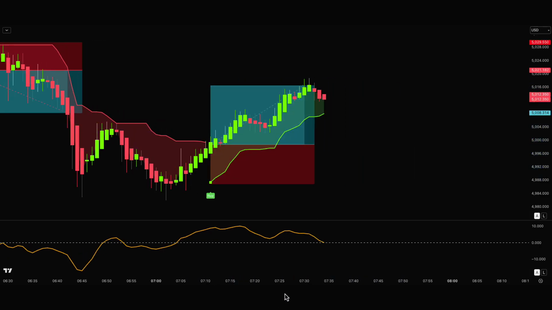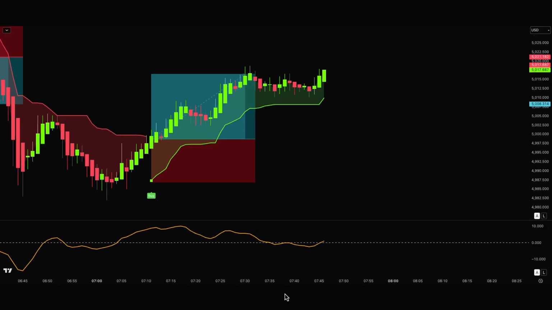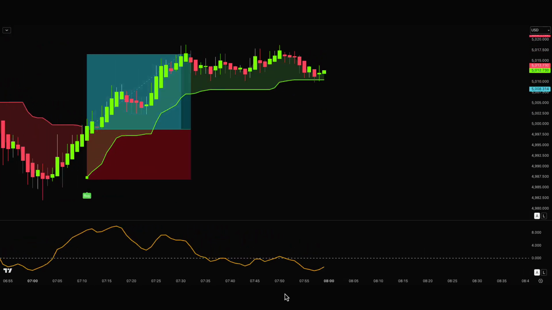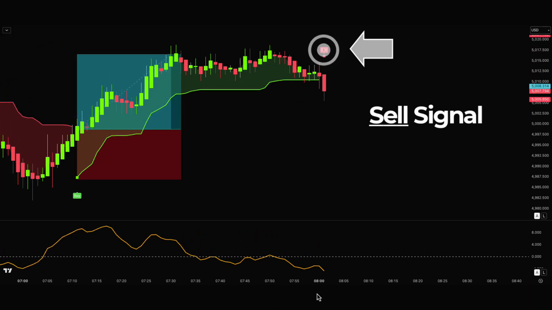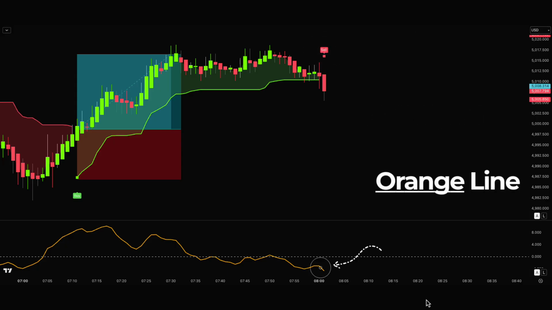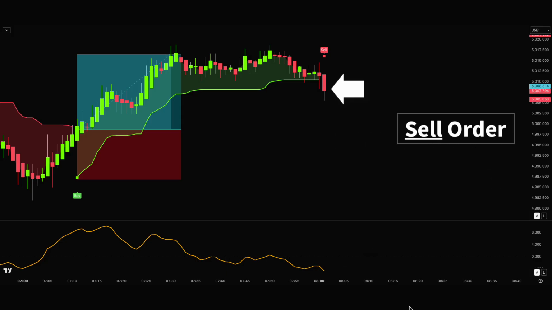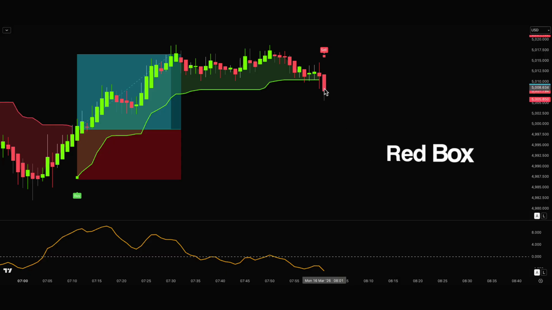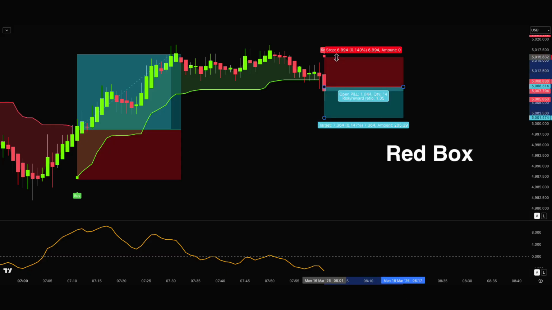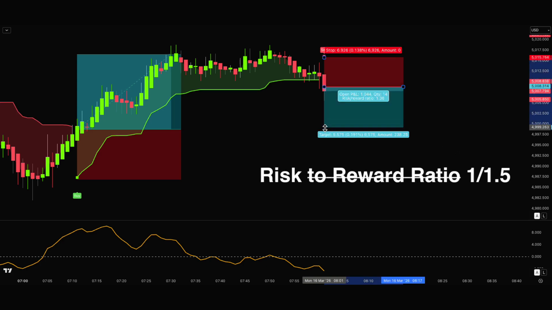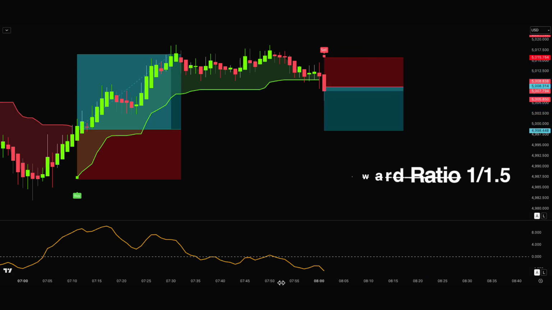We are going to see examples of some trades so that you will definitely understand. Here the Trading Goal arrow of this indicator is a sell signal. Here the orange line of MACD Leader is below the 0 line. Here the market has made a bearish candle to give confirmation. So all our conditions are being fulfilled, so we are placing an order to sell. Our stop loss is to be placed at the red box, and the risk to reward ratio will be 1:1.5.